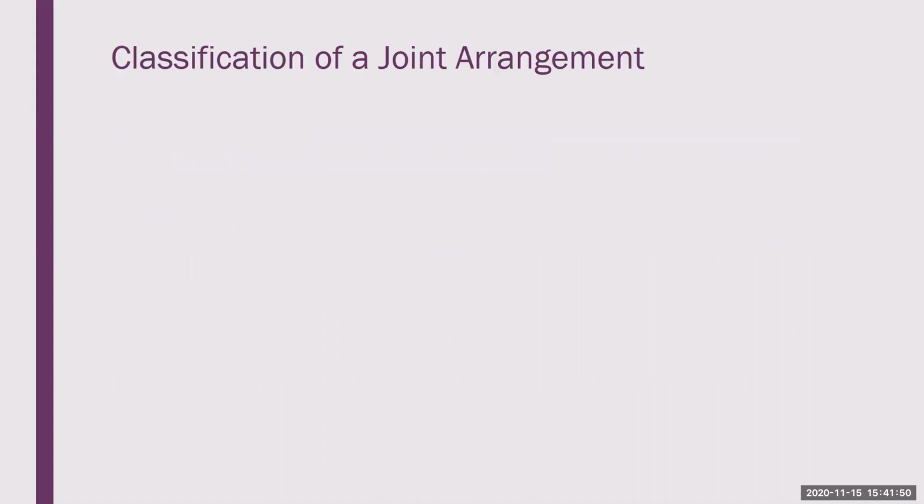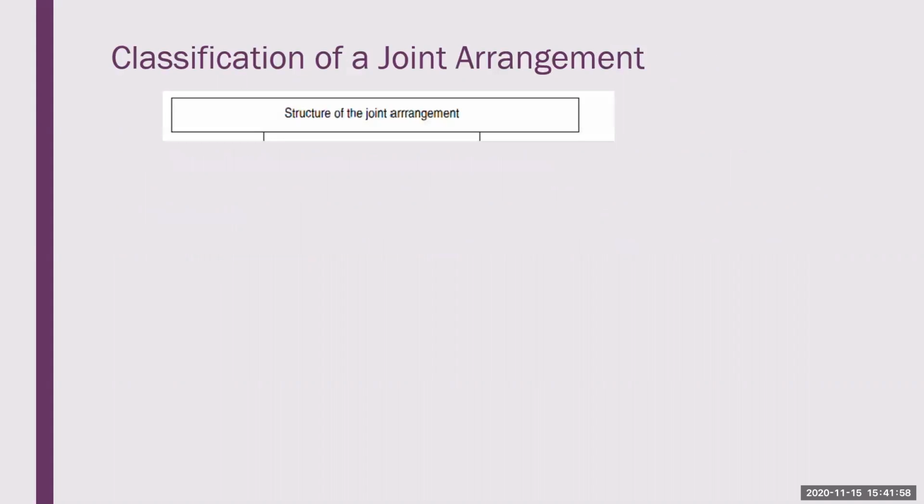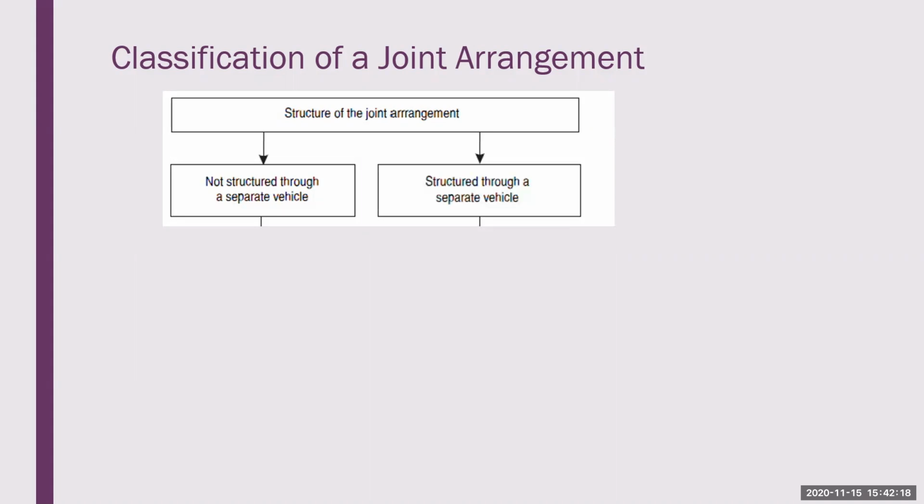So how do we classify a joint arrangement? How do we decide whether a joint arrangement is a joint venture or a joint operation? We first look at the structure of the joint arrangement. Is the venture structured through a separate vehicle, through a separate company, or not? If it's not structured through a separate vehicle, then we have one conclusion. If it is structured through a separate vehicle, we have a different conclusion. So firstly, if the joint arrangement is not set up as a separate company, then it's a joint operation.